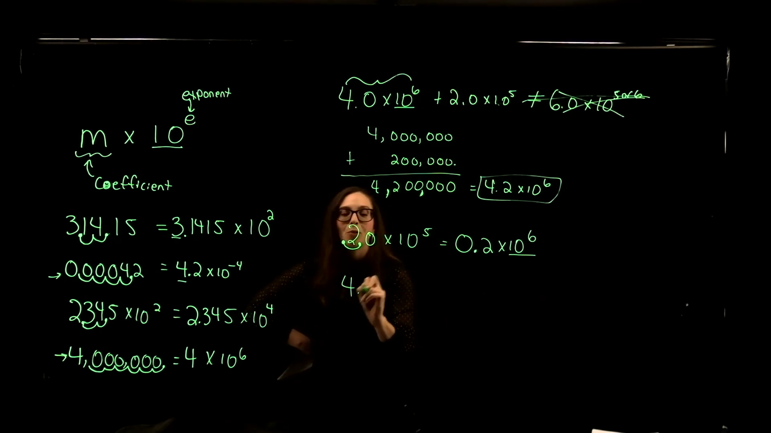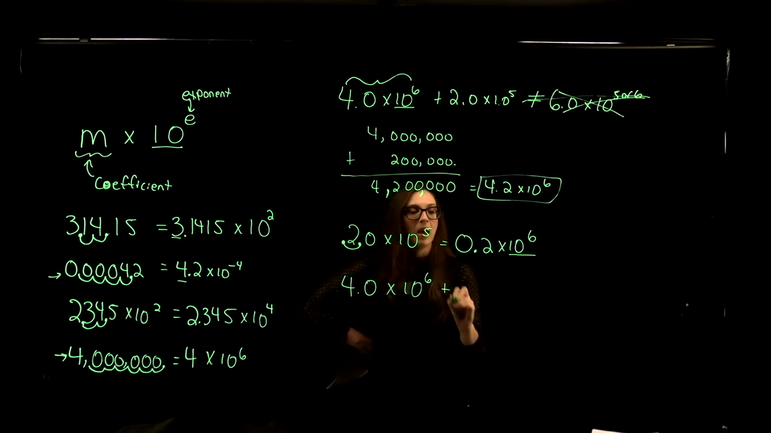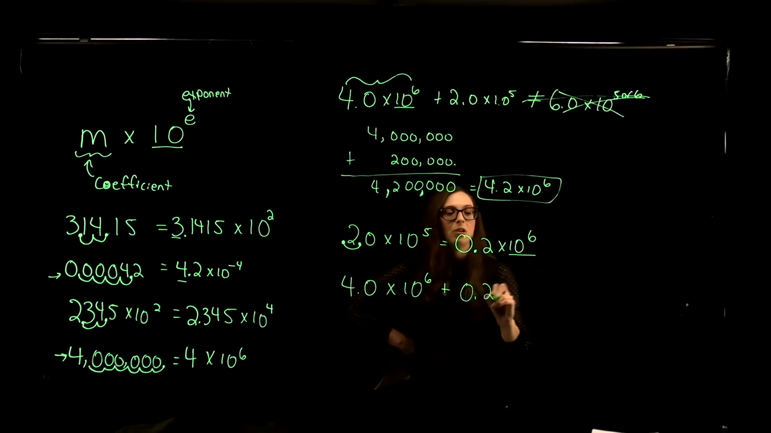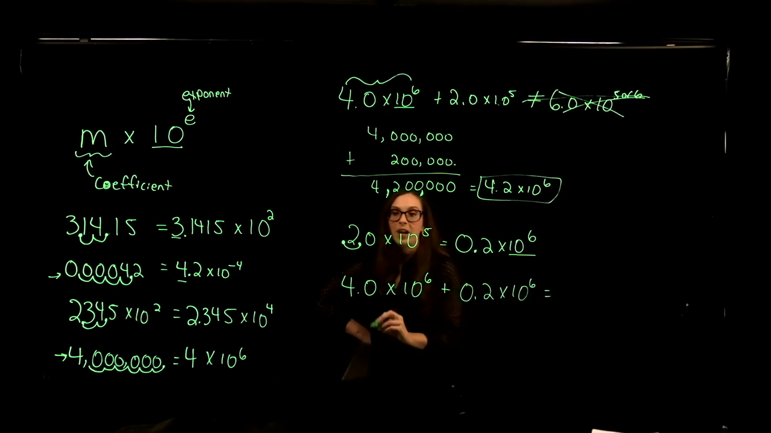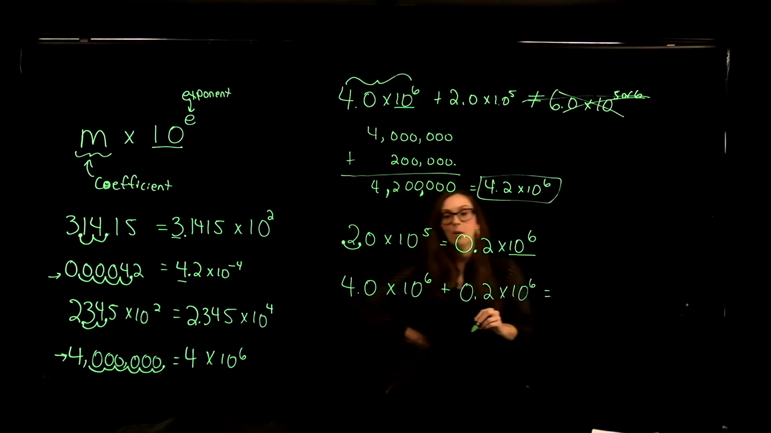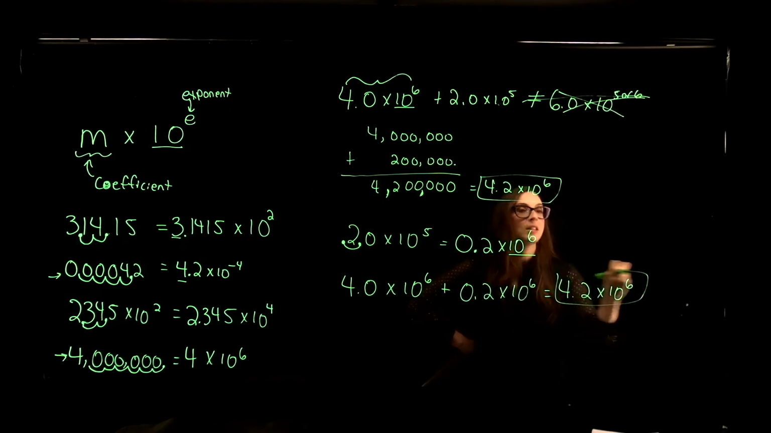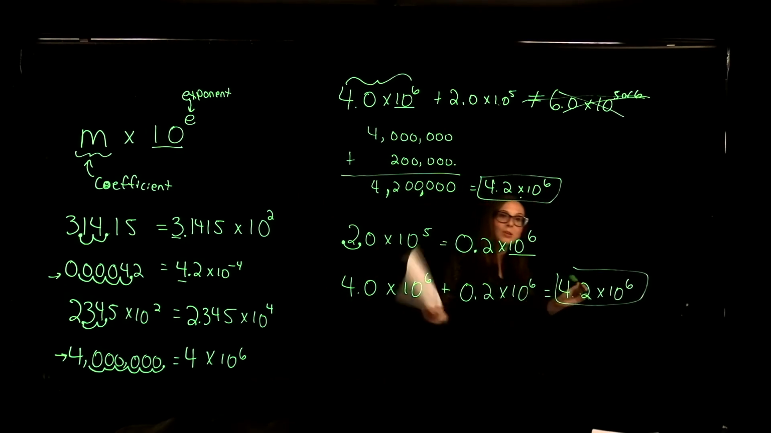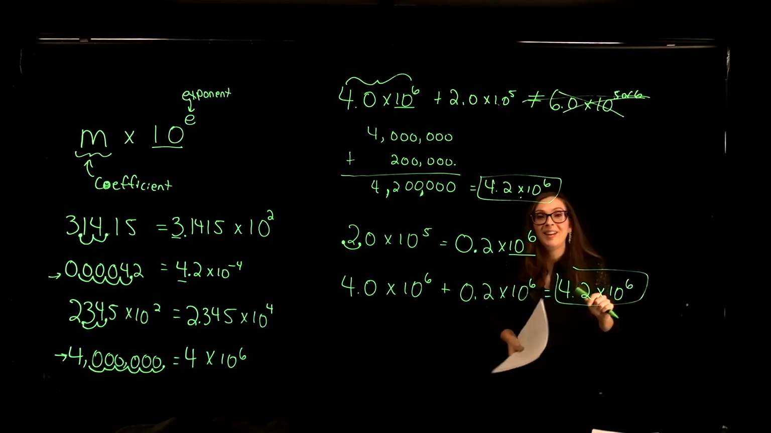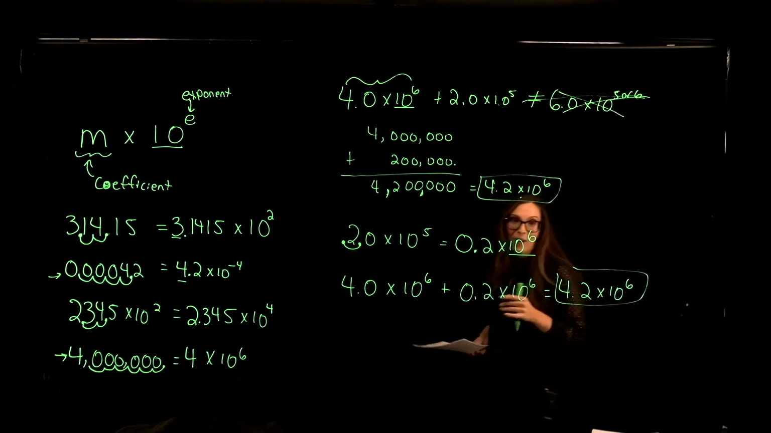So now I can do 4.0 times 10 to the 6 plus 0.2 times 10 to the 6, and since they both have the same exponent, I can add the 4.0 to the 0.2 and get 4.2 times 10 to the 6, which is the same answer that we got up here. Okay, so usually in physics, for operations like this, you're probably going to use your calculator.